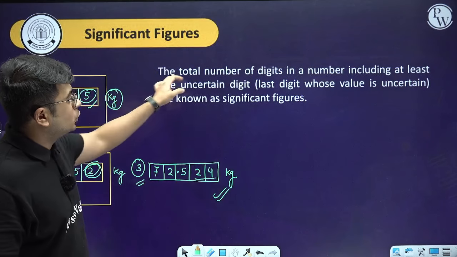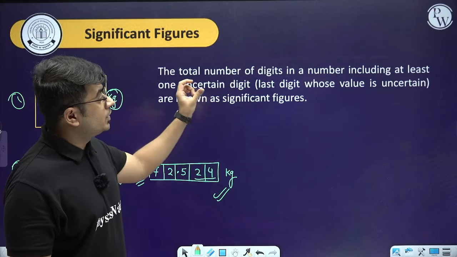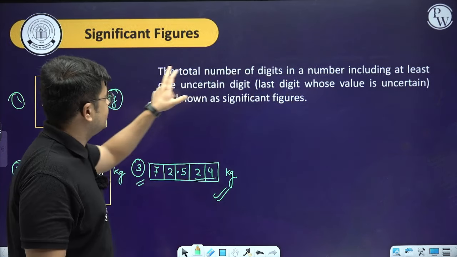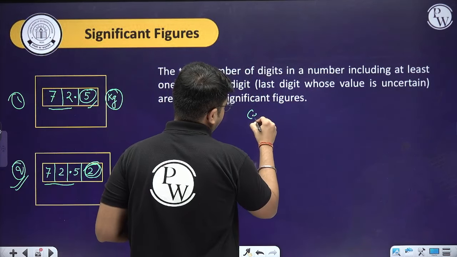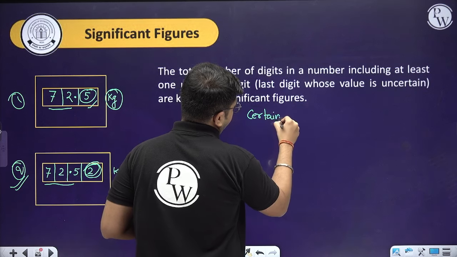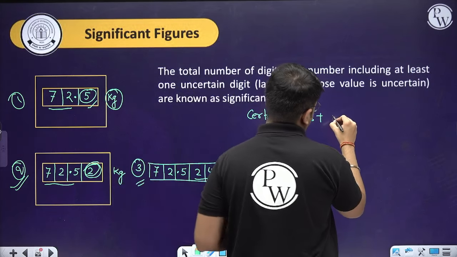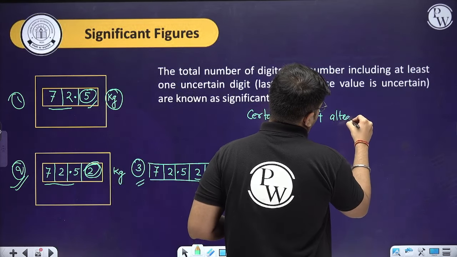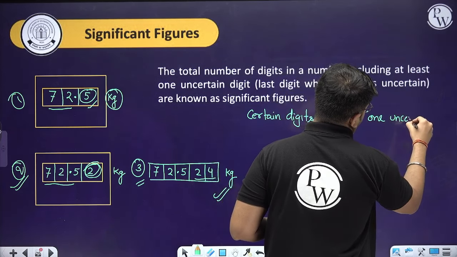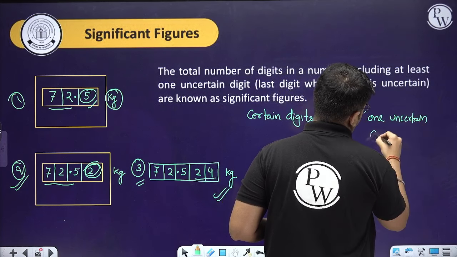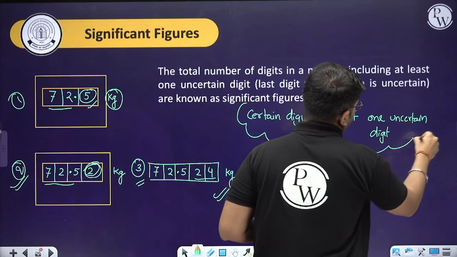I can simply say it is the total number of digits in a number, including at least one uncertain digit. So I can say all the certain digits plus at least one uncertain digit comprises the significant figures.